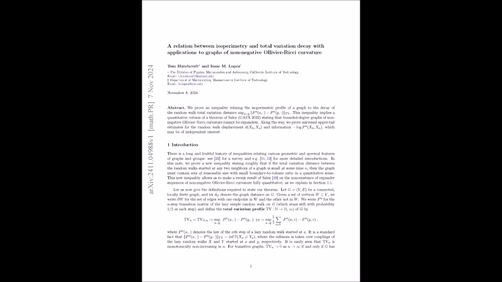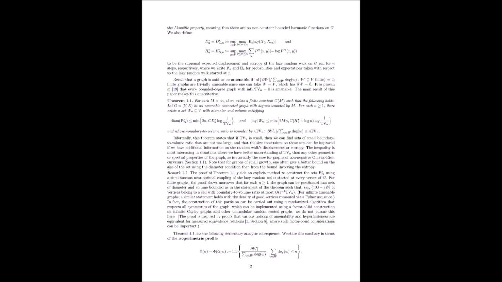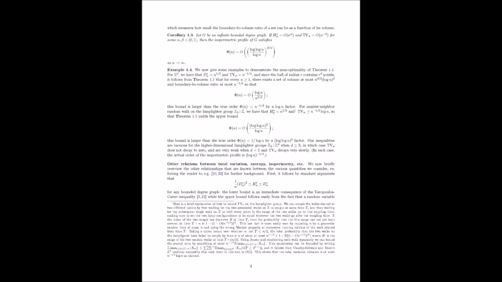What's particularly interesting is that this result has major implications for graphs with non-negative Ollivier-Ricci curvature. Can you remind us what that means? Sure. Ollivier-Ricci curvature is a concept that's analogous to curvature in Riemannian geometry, but applied to discrete spaces like graphs. A graph with non-negative Ollivier-Ricci curvature, roughly speaking, means that nearby points tend to spread apart as you move along the graph. It's a way to quantify the expansion of the graph.